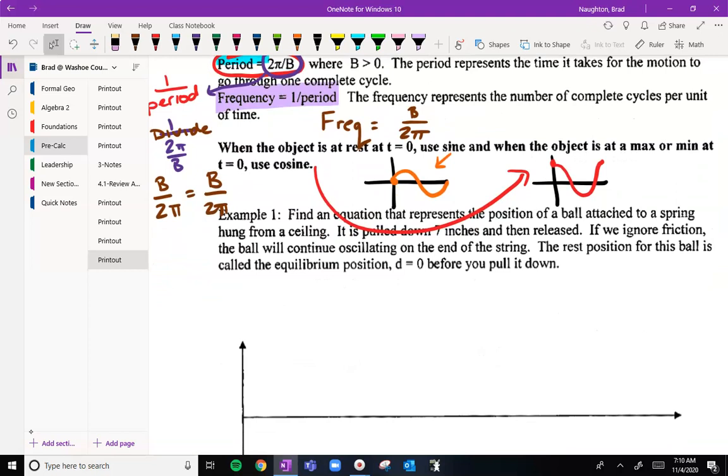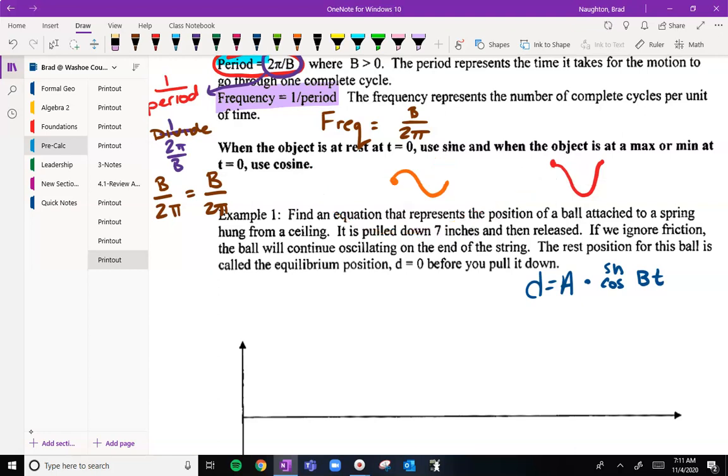Okay? But really it is, ladies and gents, it's all about the distance is equal to A times either sine or cosine of BT. Okay, that's pretty much what it comes down to. Alrighty, so let's take our real life example. I'm going to erase this so we can read it all. So it says find an equation. That's good news. That means we don't have to solve for anything. Okay, a ball that is attached to a spring hung from the ceiling. Okay, it is pulled down 7 inches. Now that's important. So let's go ahead and underline that.